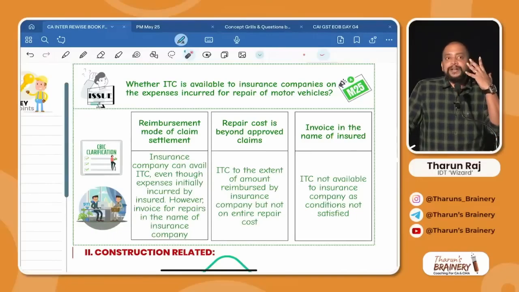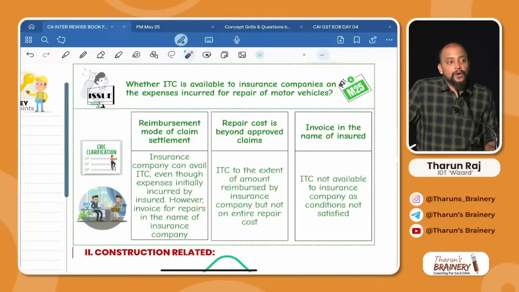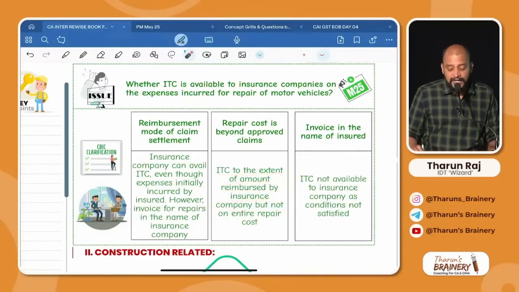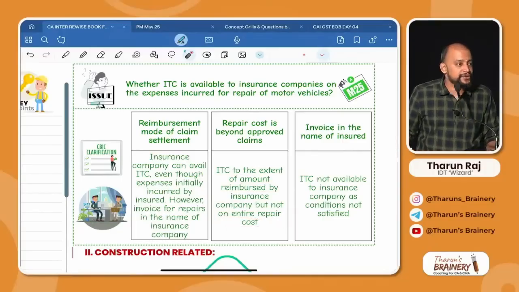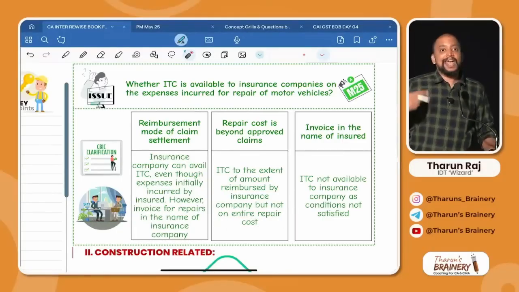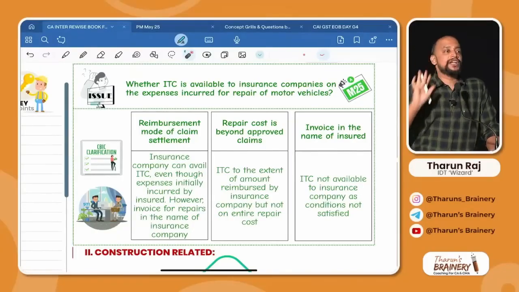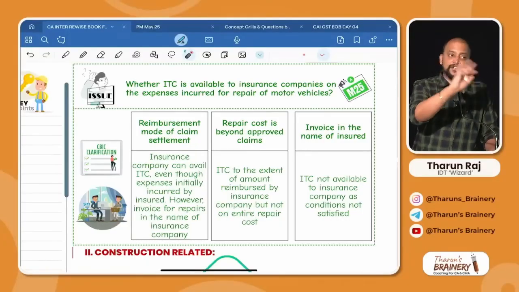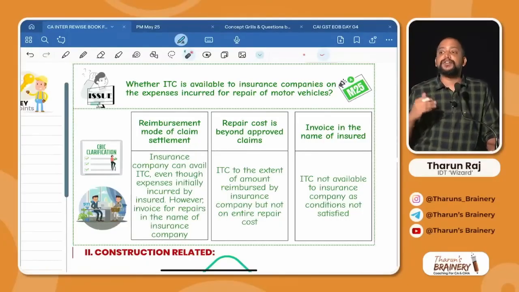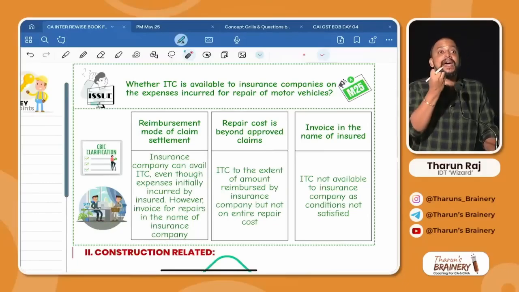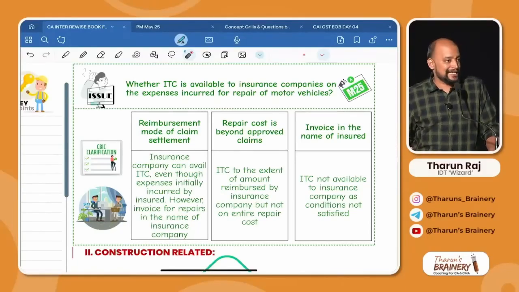Now tell me, how much ITC can the insurance company take? Only proportionate to 60,000. So ITC to the extent of the amount reimbursed by the insurance company, but not the entire repair cost. Understood? Out of the total bill of 80,000, the ITC pertaining to 60,000 is all they can take. Even though the entire bill is in the name of the insurance company, they cannot take full ITC, because they did not pay the insured the full amount. To whatever extent they bear the cost, to that extent only they can take ITC.